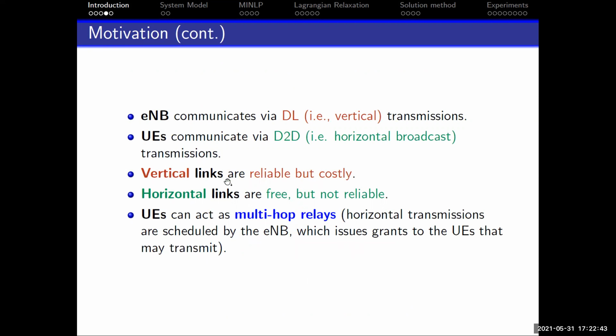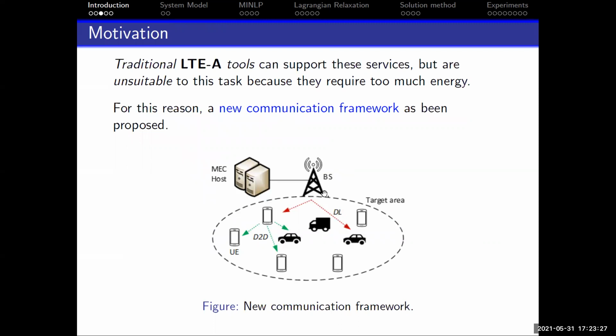Now, these two types of transmissions, apart from being different because they involve different elements in our system, also have different characteristics in terms of reliability and cost. When I say cost, I mean energy. So vertical links are reliable but costly, horizontal links are free but not reliable. The other important feature is that user equipments, which communicate via horizontal device-to-device broadcast, can act as multi-hop relays. Horizontal transmissions are supervised by the antenna, which issues grants to the users that may transmit. So at every stage the antenna tells the users if they can communicate or not. And if they're allowed to communicate, then they can transmit to the other users via broadcast.